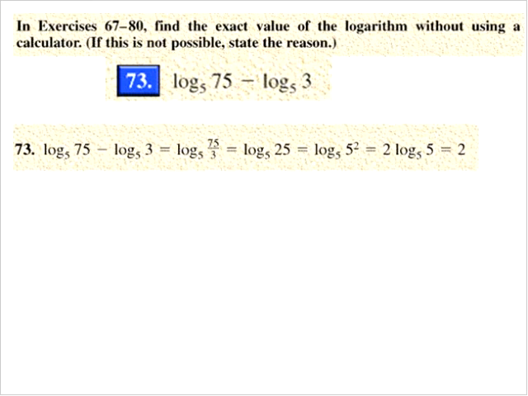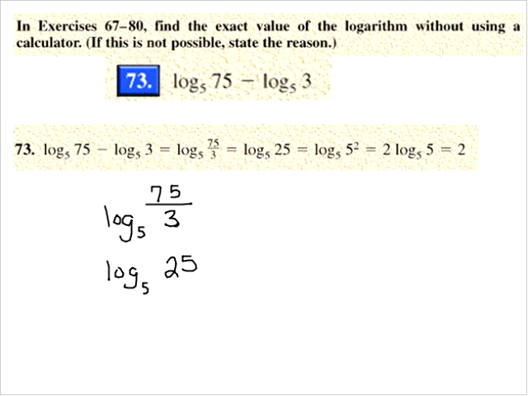All right, let's condense this possibly. Okay, we don't have any numbers out front to put up as exponents, so let's just worry about that subtraction sign since they're both log base 5. Subtraction, I can change that to division, so 75 divided by 3. Well, 75 divided by 3 is 25. That should still be base 5.